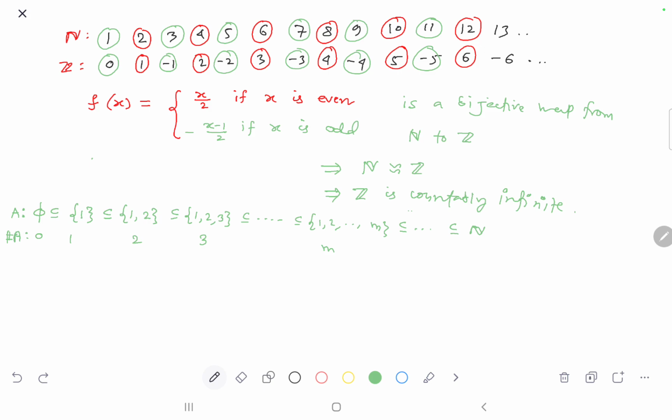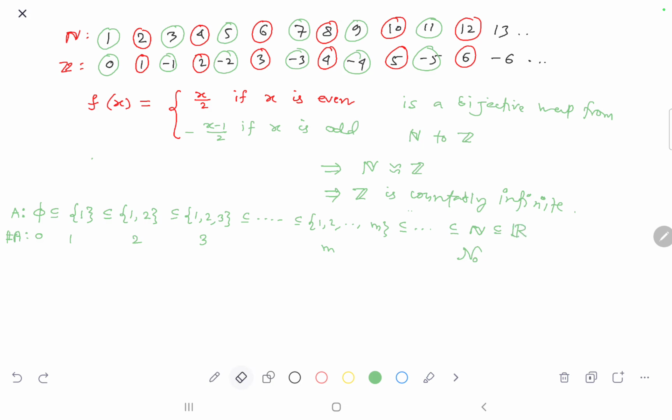This is sometimes denoted by aleph not, like that, the cardinality. Sometimes I forget to put the notation like that. Aleph not. The next cardinality: in between the empty set and the natural numbers, there are all the finite sets. Natural numbers is the first infinite set. Now after natural numbers, the next infinite set is the set of all real numbers.